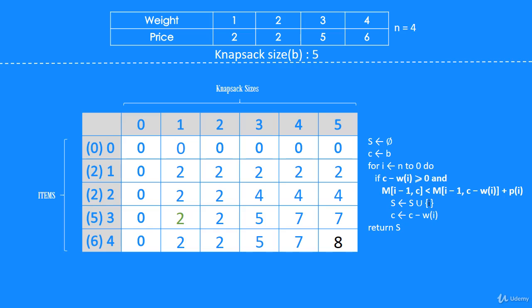2 is equal to 2, so we move above, where the same thing happened. So once again we move to the cell above, where we find out that 2 is bigger than 0, so this item will also be in our solution. And we have reached the top row, so we are done. The best solution is to grab items with weight 4 and 1.